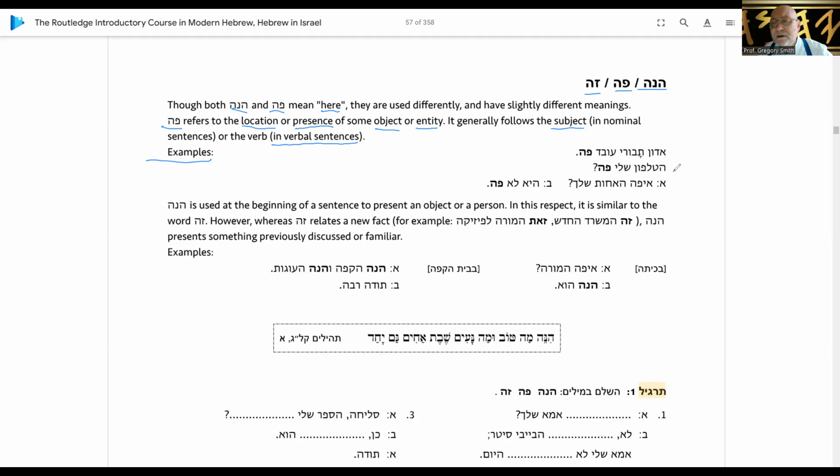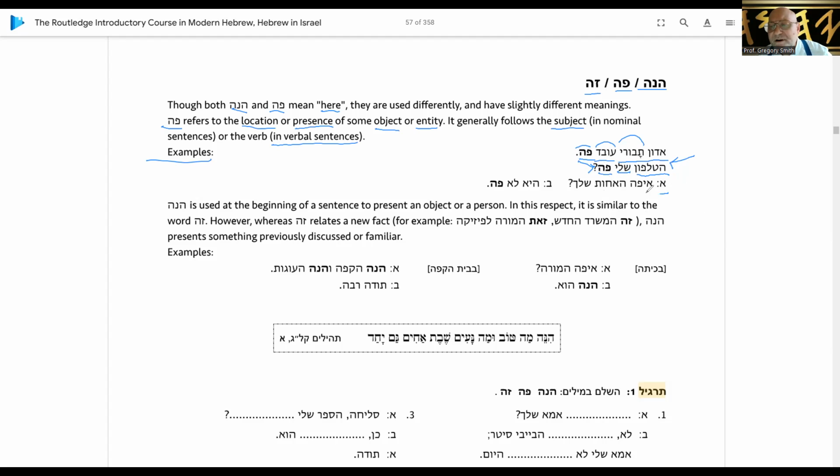Here are some examples. Adon Tubori oved po. Mr. Tubori, he works here. Adon Tubori oved po. Mr. Tubori works here. Then we have this one: ha telephone sheli po. This is a question. It's like the telephone belonging to me is here. In other words, is my telephone here? That's basically what that's asking.